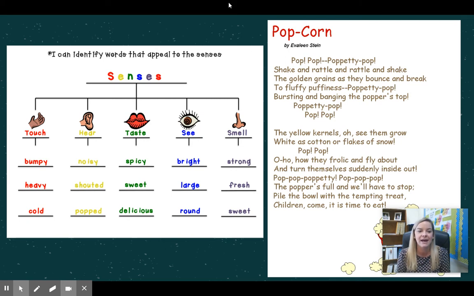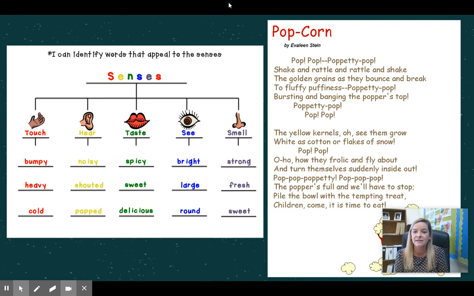If you look at the first line in the poem, popcorn, "pop, pop, poppity pop," which sense is that appealing to? Can you touch that? Can you hear it? Can you taste it? Can you see it or can you smell it? Yeah, you can hear that. The author is using those sensory words to create an image and let you hear that as a reader. The second line says "shake and rattle and shake." As a reader, I can hear that. I can hear the shaking and the rattling of the popcorn as it's popping.